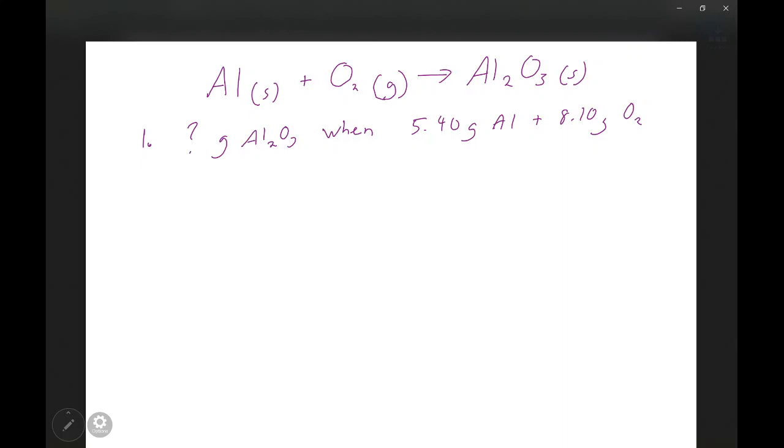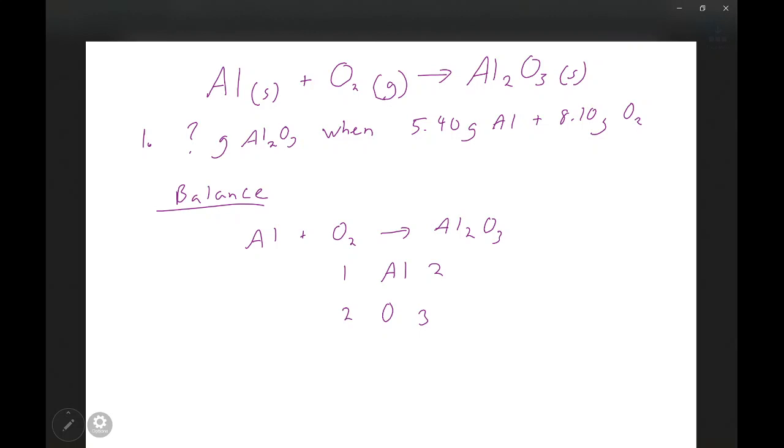The first thing we need to do is balance this equation. I'm just going to write the word balance. We have aluminum reacting with oxygen to give us aluminum oxide. The first thing we want to do is balance this. We have aluminum and oxygen, those are the only 2 things we're reacting here. So we have 1 here, 2, 2, and 3.